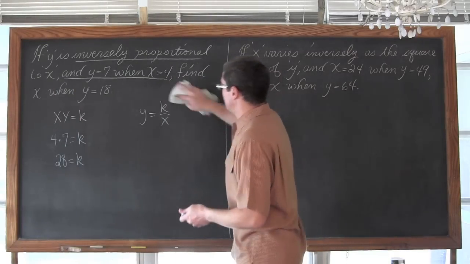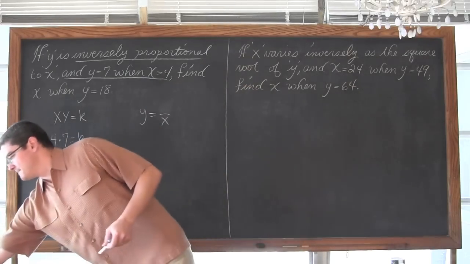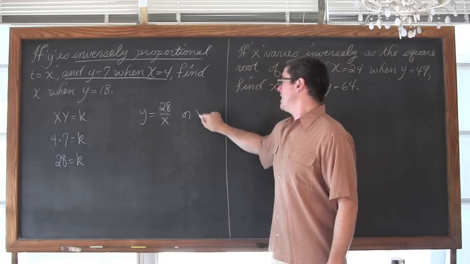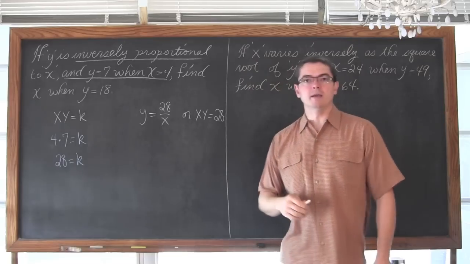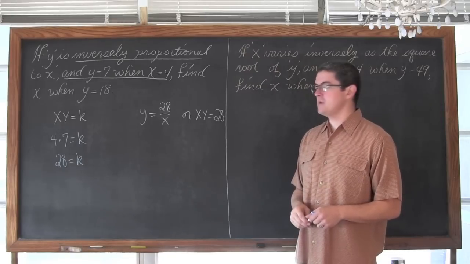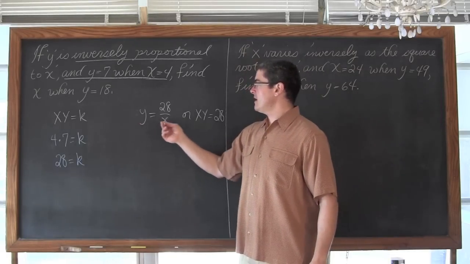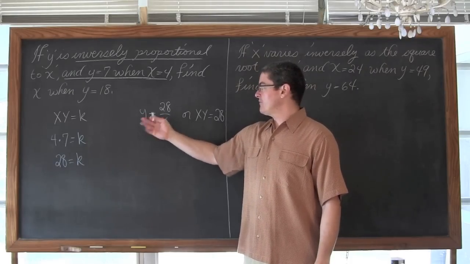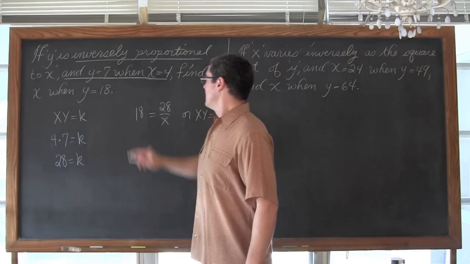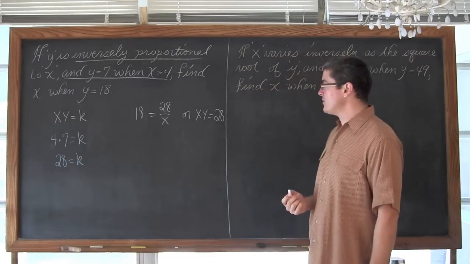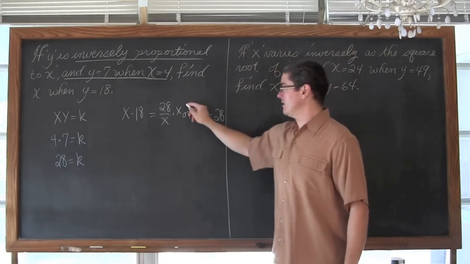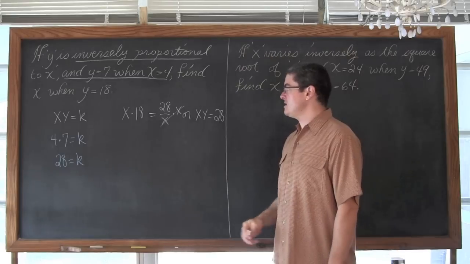So I can write the equation as either y equals 28 over x, or x times y is equal to 28. Whatever you feel best suits your problem. So it says find x when y is equal to 18. If I put that equation in here, I'm going to solve this equation by multiplying both sides by x, because you can't solve for a variable when it's in the denominator. And when I do that, I get x times 18 is equal to 28.